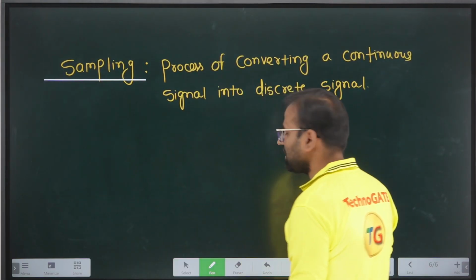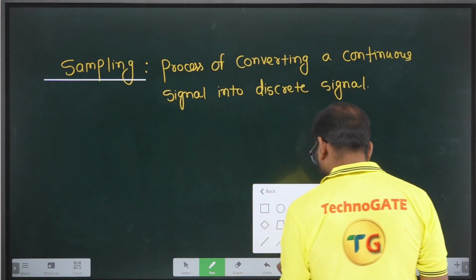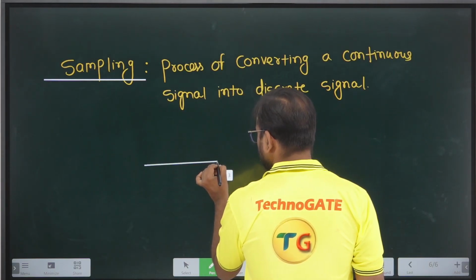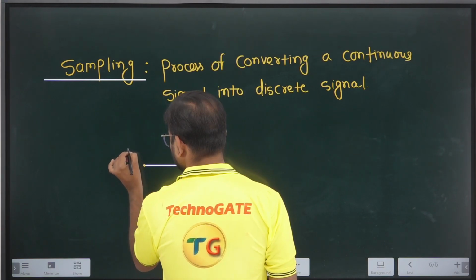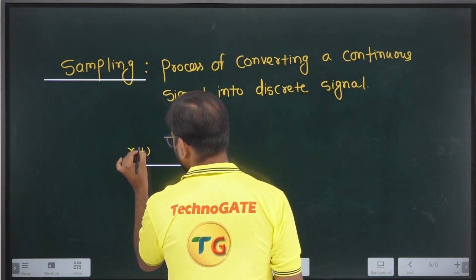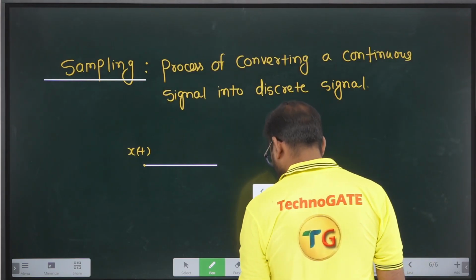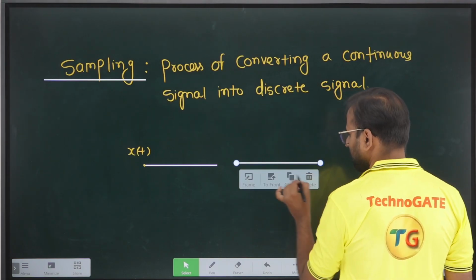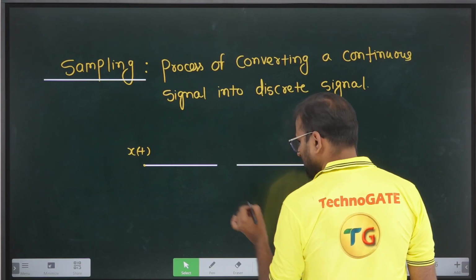What is the meaning of this? Let me give you the easiest idea of sampling. Let's say you are sampling your signal x of t, and here you are connecting this to y of t using a switch.